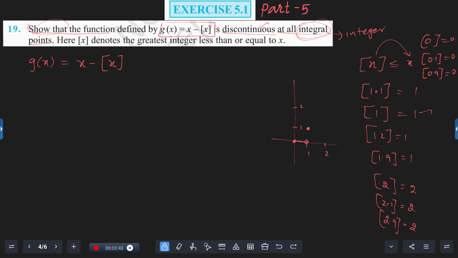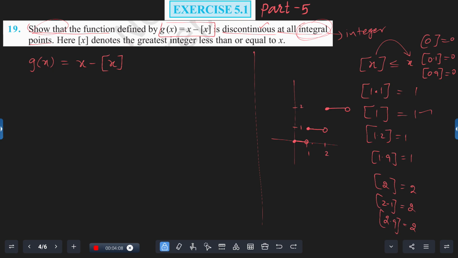So 1.1 again gives 1, till 1.9 the answer is 1. But when I give 2, it jumps to here, 2, and like this it will go on. In the same manner for negative values also. So this is the greatest integer function. We have seen these things already in 11th standard. This is the diagram, and now we will see how to do the sum.